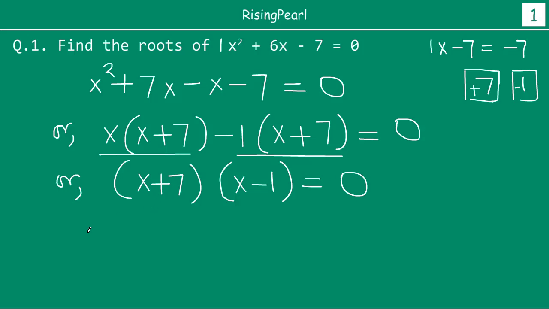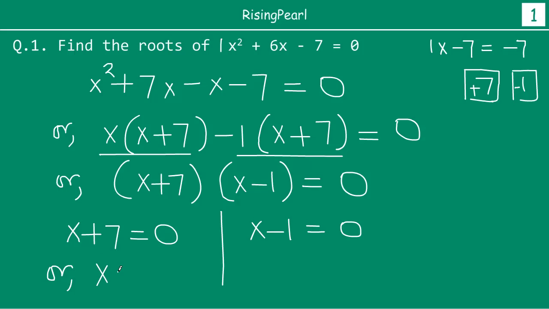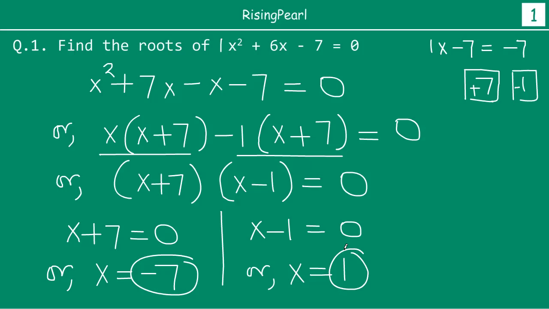So x plus 7 can be equal to 0, and also x minus 1 can be equal to 0. If the first is equal to 0, x is equal to minus 7, and if the second is equal to 0, x is equal to 1. So we say that minus 7 and 1 are the two roots of this quadratic equation. Really straightforward, without needing the completing the square technique. It did not take us that long.